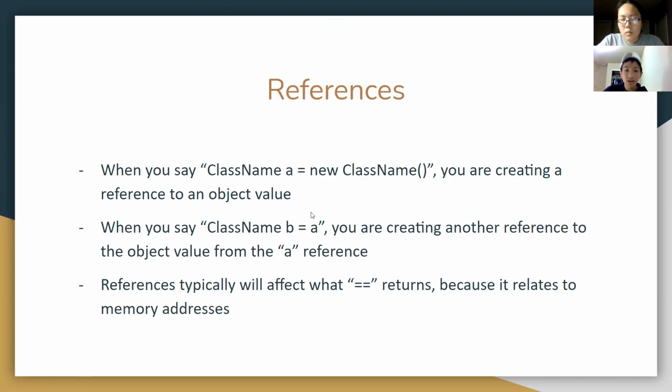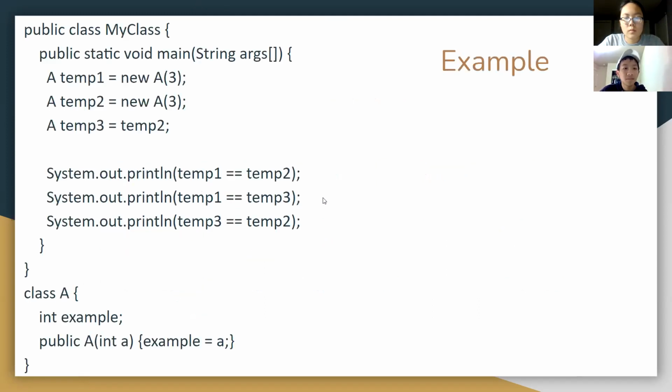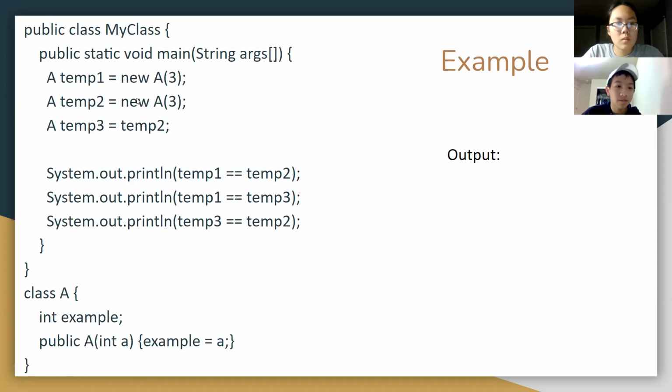It's a little more information on why the equals method doesn't work and why you need to use dot equals. So here's an example. As you can see, we have the main method, and then let's look at this for now. We have to create a class called A. We're going to create an instance variable called example, and just to make things easy on us, we're not going to make it private. And then public A.